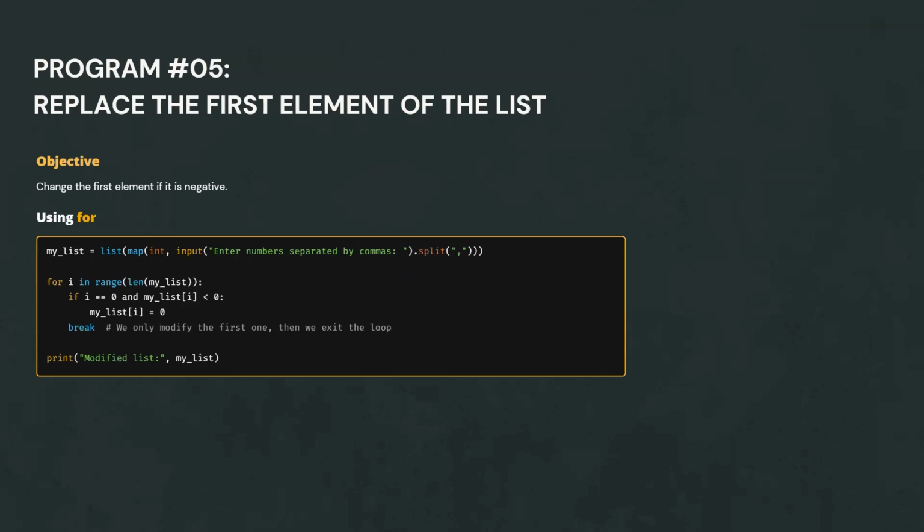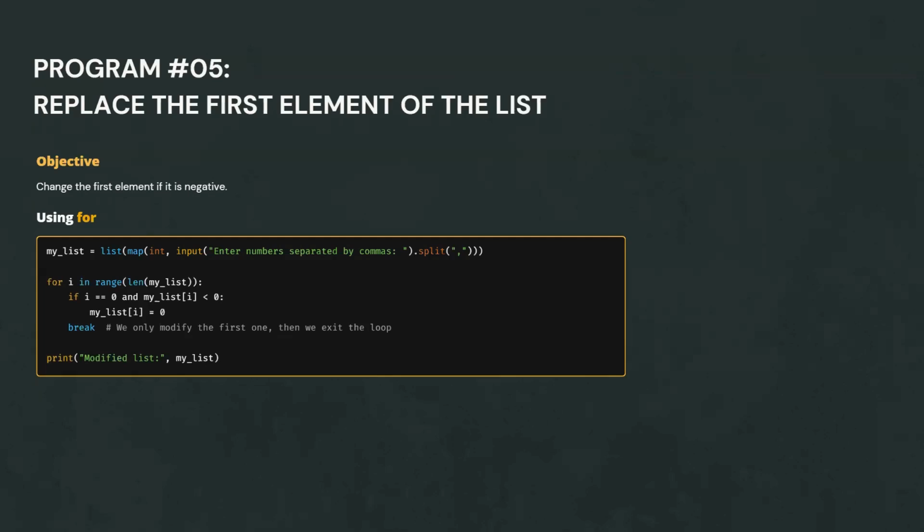Today's program looks super simple, but I promise you, it's going to teach you a very powerful concept. We are going to take a list of numbers, and if the first number is negative, we'll replace it with 0. But here is the cool part. I'll first show you how to do it manually, and then we'll understand the importance of something called map in Python. And yes, we'll solve this with both for loop and while loop so you get full clarity.